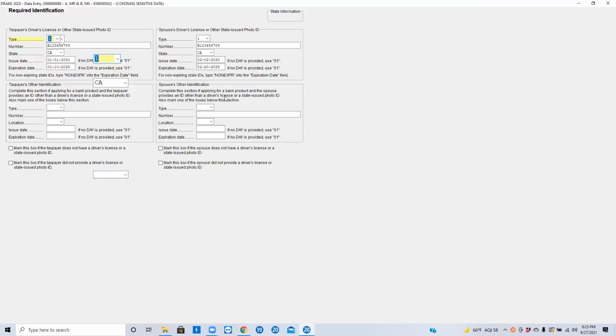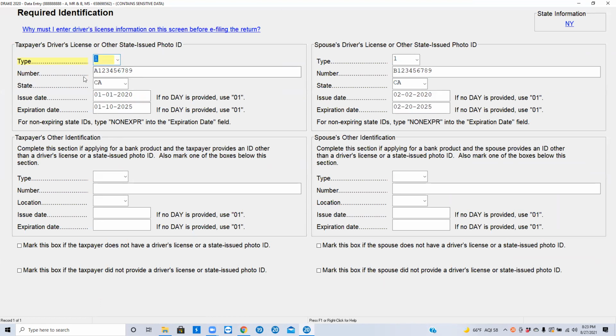Nowadays, the IRS also asks for the IDs. So it's either an ID or passport, or any state-issued photo ID. I need their number, the state, issue date, and expiration date, for both husband and wife.